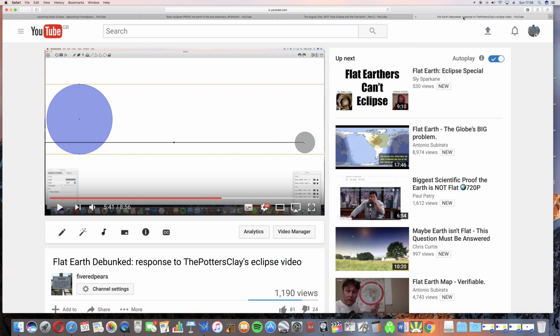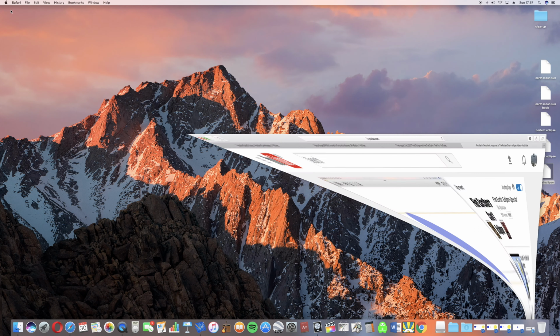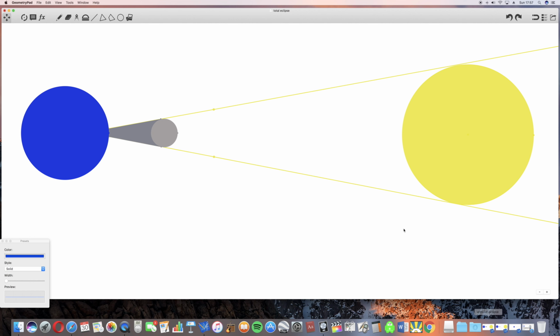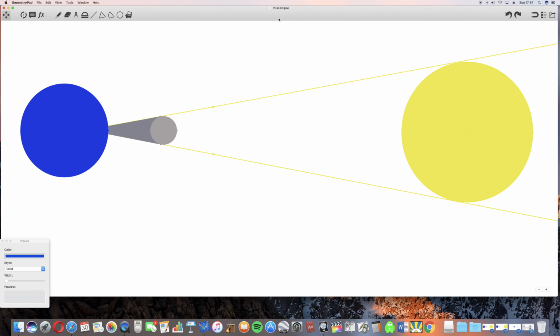But if we want to understand why the moon casts a small shadow on the Earth, we have to take that into account. And also I'll look at why the moon doesn't take 4 days to cross this path between the Earth and the Sun. Okay, so let's look at something called the total eclipse.